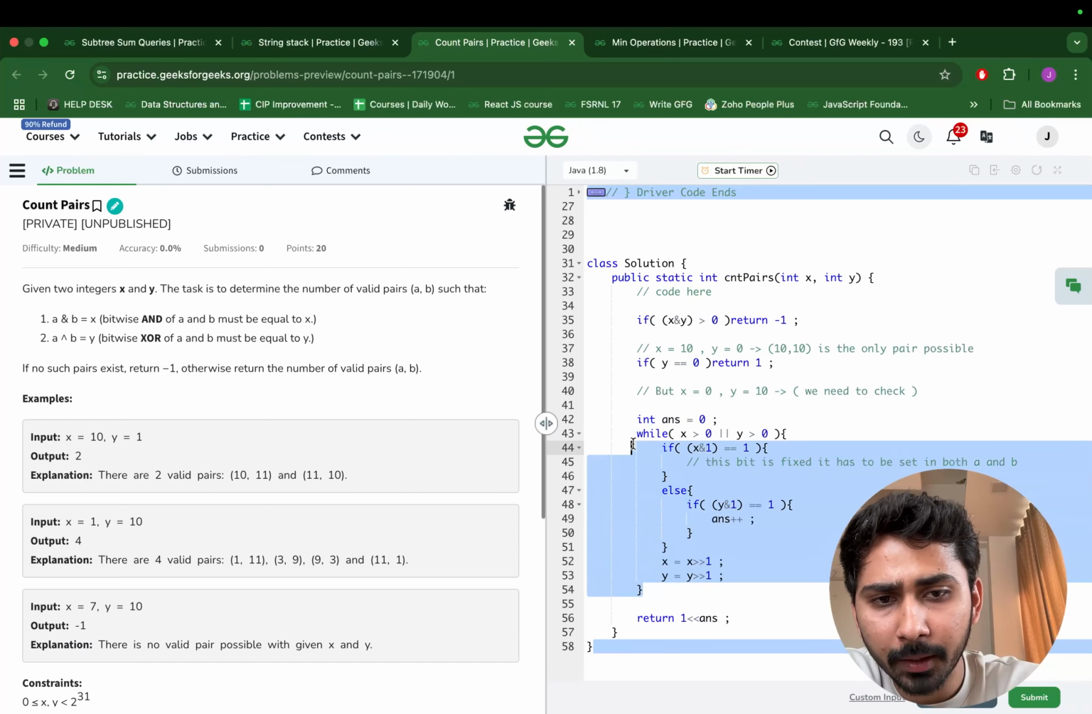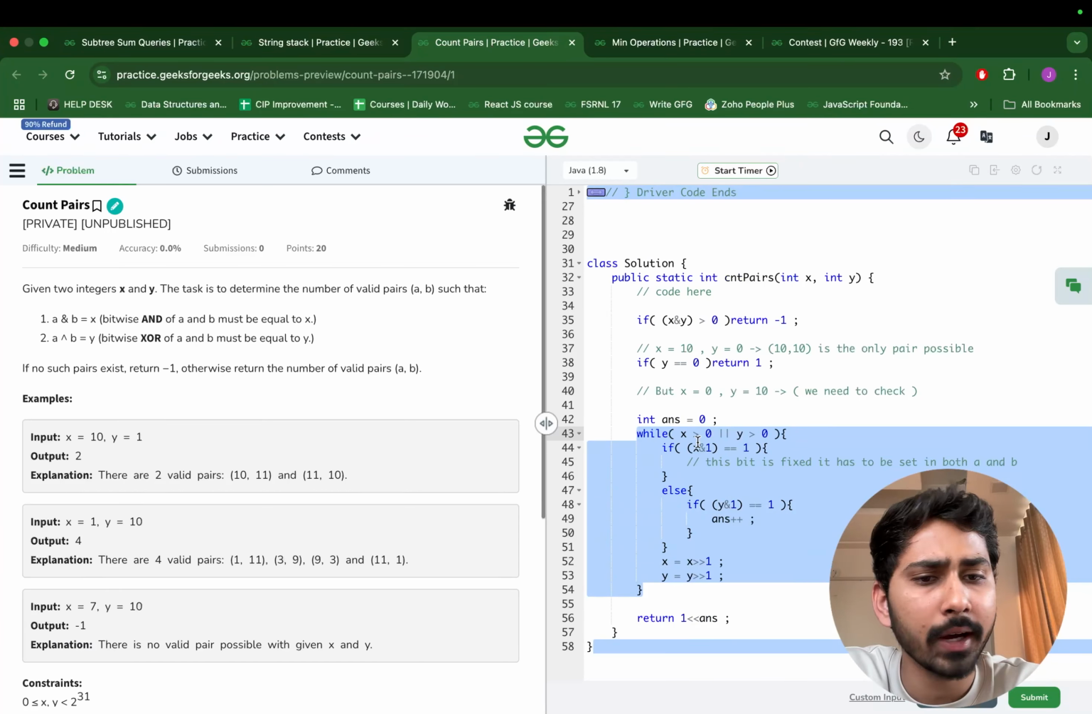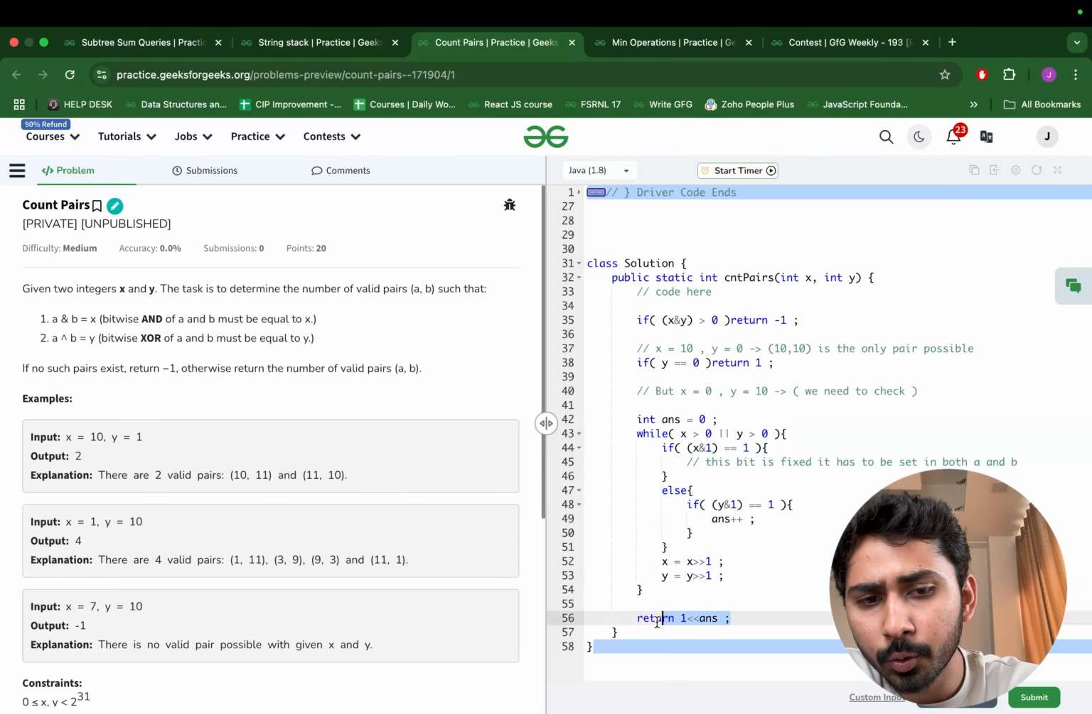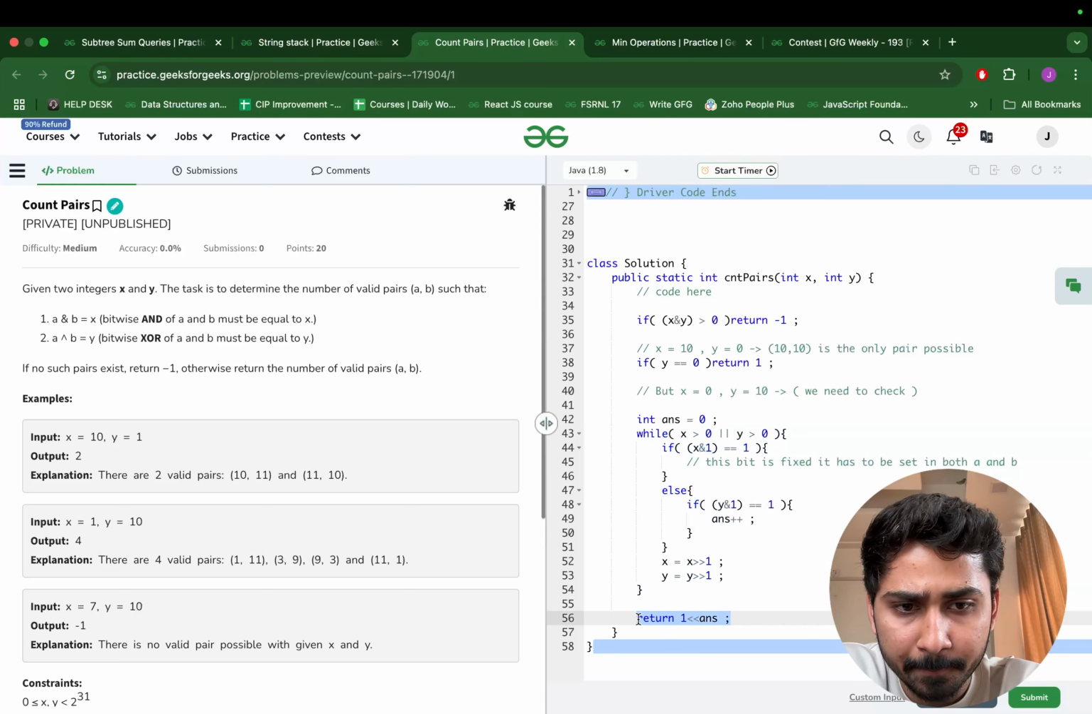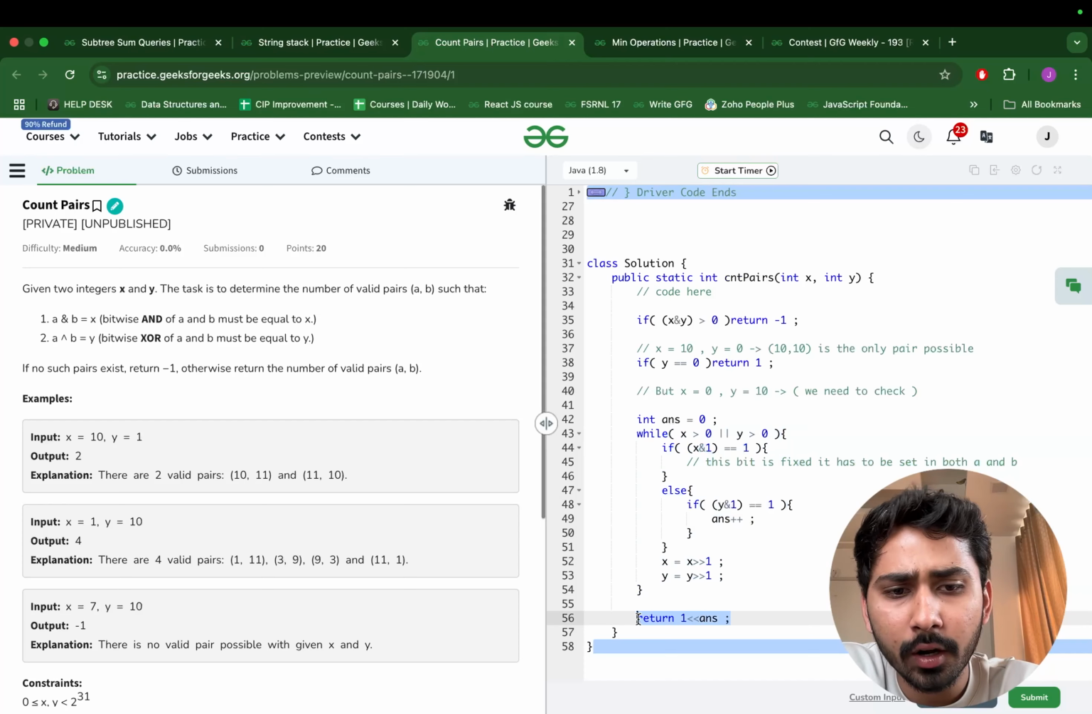And again, this keeps on happening until x is exhausted or y is exhausted. And at the end, you just need to do 2 to the power answer, or 2 to the power counter, and you will get the answer. But that's not it. There is one corner test case which we need to handle.